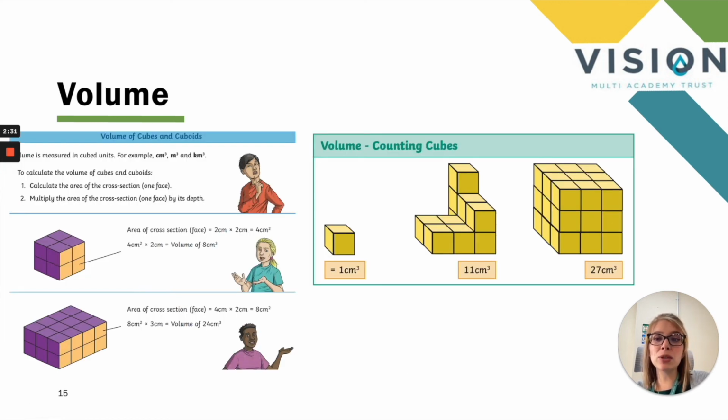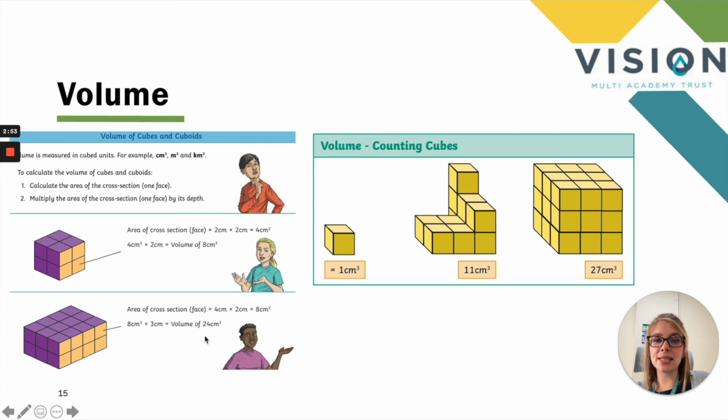Looking a little bit more detail at volumes, we did look at volume previously. So looking at volume of cubes and cuboids. So we calculate the area of the cross section of one base, and then we multiply it by its depth. So it's 4 centimetres, it's 2 times 2, multiplied by the depth, which is 2, so the volume is 8.